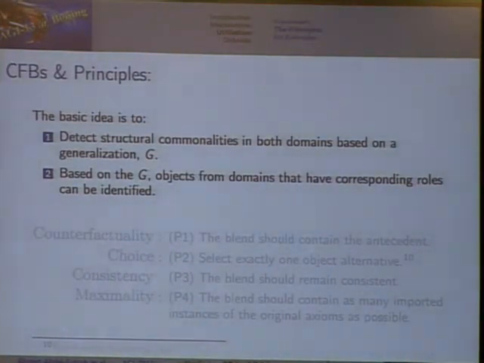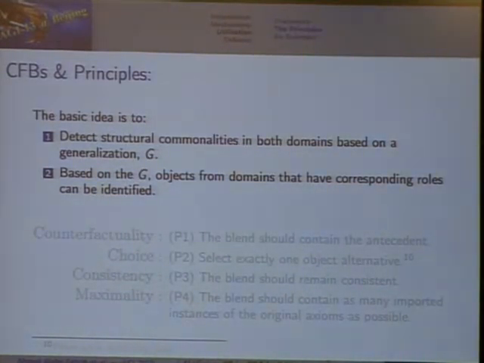Of course, the basic idea in using this analogy-making system and conceptual blending to reason about counterfactual conditionals is to first detect the structural commonalities in both domains given by the antecedent and the consequent of a given counterfactual conditional. Based on this generalization, objects from the domains can be imported to the blend, giving rise to several blends. Some of them may be reasonable, some of them may be inconsistent.